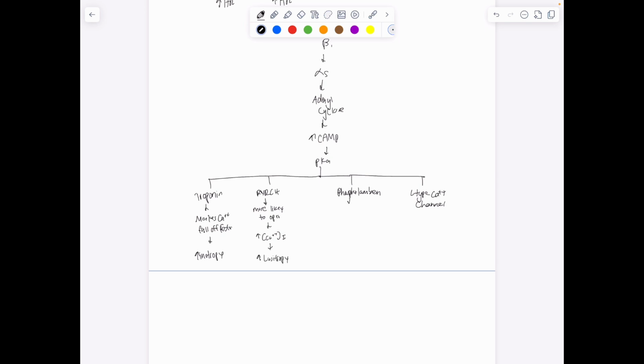And then our phospholamban, that will increase our SERCA pumps, which will then decrease our calcium concentration, and then that will increase our lusitropy. And our L type will also be more likely to open.